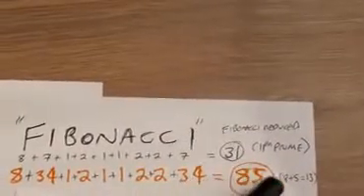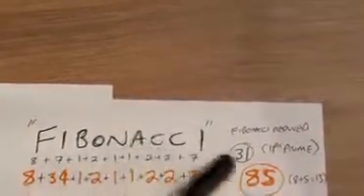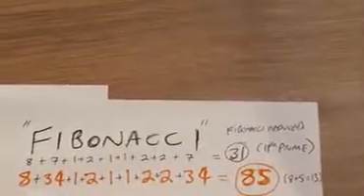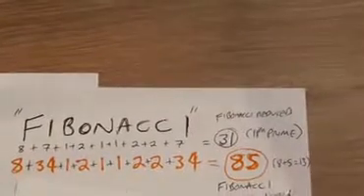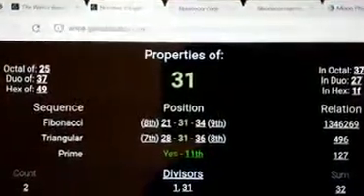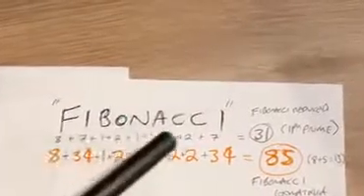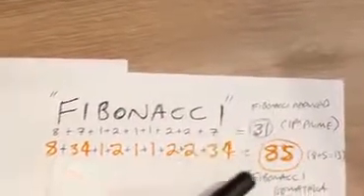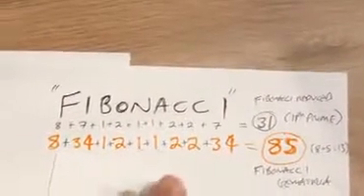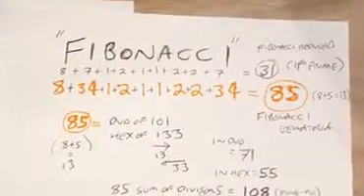So 8 plus 5 is obviously 13. The reduced Fibonacci gematria for Fibonacci is 31. The reverse: 31 is the 11th prime. Show you that. Okay, so that's 31, the 11th prime. 31 is Fibonacci, reduced Fibonacci. 85 in ordinal Fibonacci gematria. 85 as well has got a lot of properties. Just show some of these.